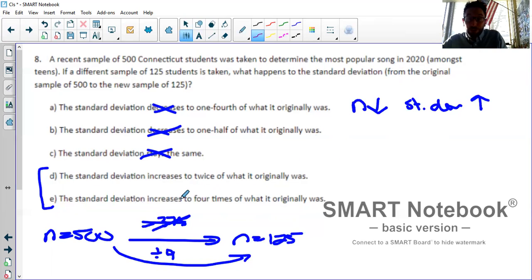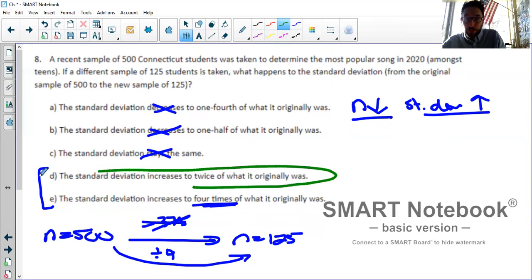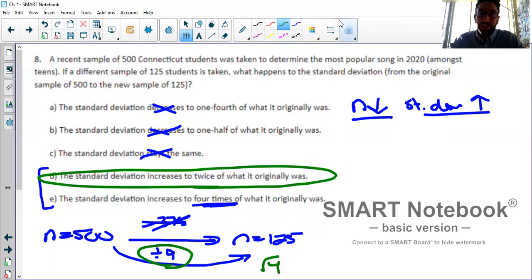And the standard deviation is going to get bigger because the sample size got smaller, but it's not going to get 4 times bigger because of that square root in the denominator. It's going to get 2 times bigger because we take the square root of this 4. And so that's the idea here with diminishing returns. Increasing sample size has a diminishing impact on how much it decreases the standard deviation because of the square root.